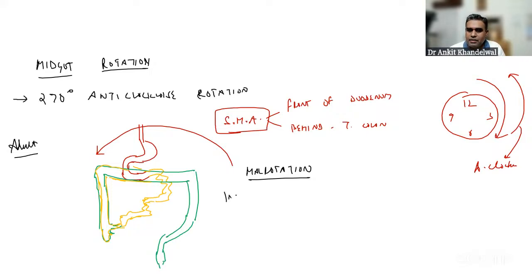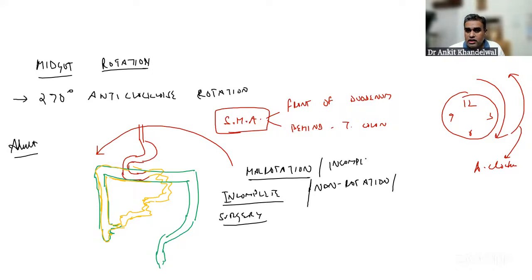There will be incomplete rotation. A patient will present to you, or suppose you are doing a contrast CT scan or simple investigations. Then you might see there's some problem, but that could be a normal variation. Or if you are doing a surgery, then you should be aware that these malrotations are there. So there can be non-rotation. There are so many clinical implications: non-rotation, malrotation, incomplete rotation, reverse rotation.